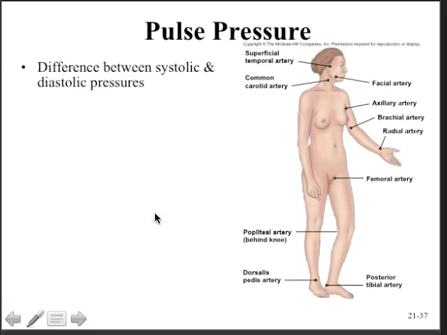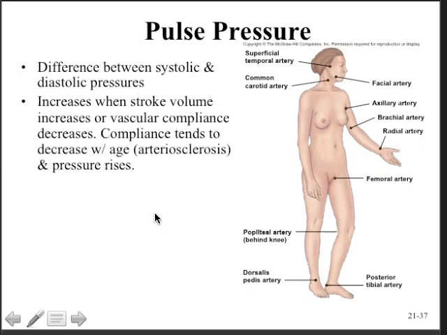Pulse pressure is the difference between systolic and diastolic pressure, and when we're talking about systolic and diastolic pressure here, we're referring primarily to the ventricles. It's true that the atria undergo systole and diastole, but the force they produce is so minor compared to the ventricles as to be negligible. It increases when stroke volume increases or vascular compliance decreases.